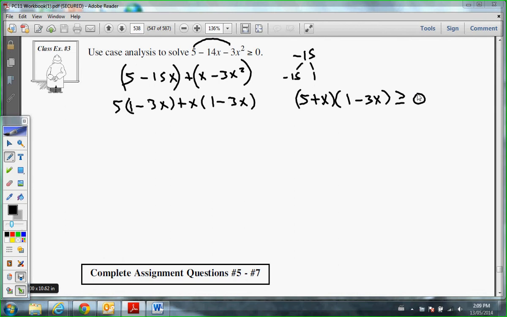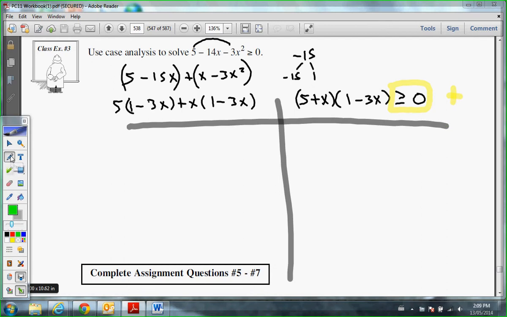Okay, so greater than or equal to 0, we are thinking positive. This right here, we want a positive. So that means I want plus plus or minus minus. So for my cases, let's go ahead and get our case analysis box going here. I want 5 plus x greater than or equal to 0 and 1 minus 3x greater than or equal to 0. And then conversely, on the other side, I want 5 plus x less than or equal to 0 and 1 minus 3x less than or equal to 0.